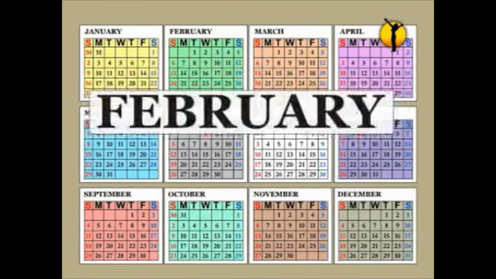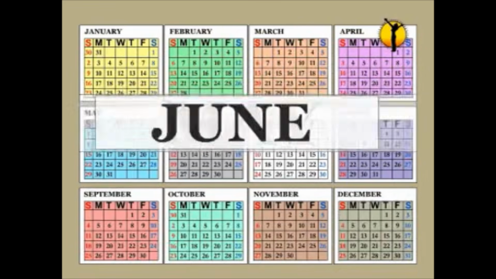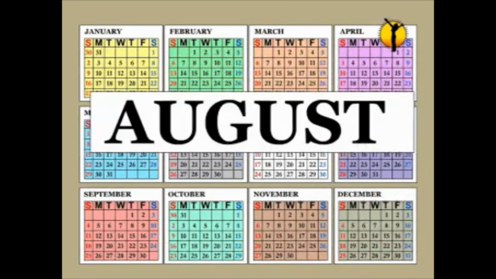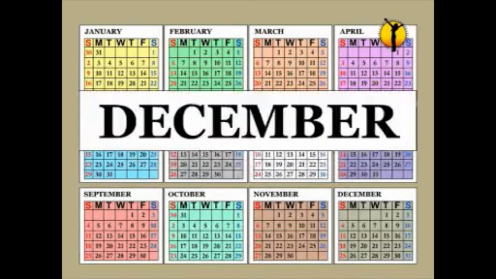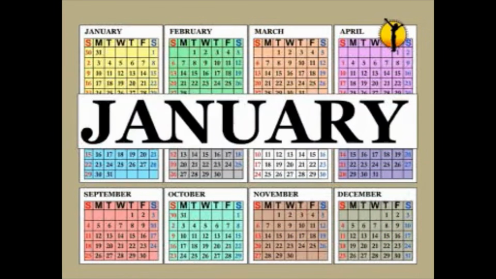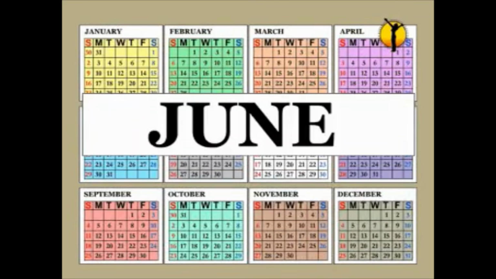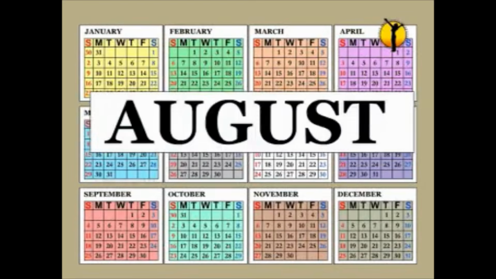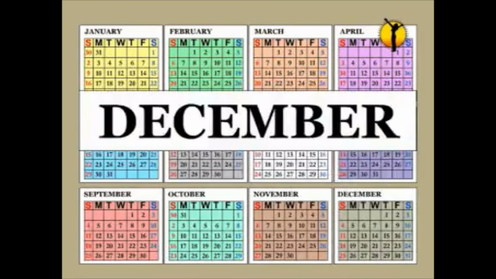January, February, March, April, May, June, July, August, September, October, November, December. There are 12 months in a year. Do it again. January, February, March, April, May, June, July, August, September, October, November, December. Very good.